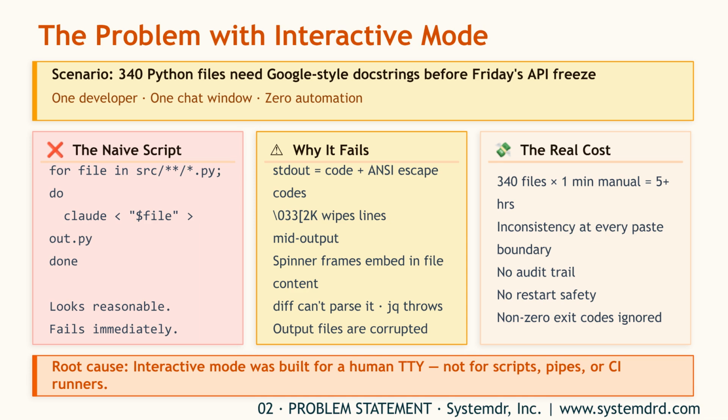Interactive mode was built for a human TTY. There is no mechanism to separate Claude's response content from its UI chrome in that mode. You cannot grep or sed your way out of this. The model is wrong for scripted use. That's the problem. Let's look at the one flag solution.